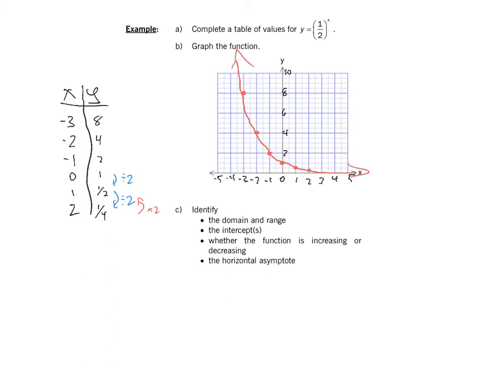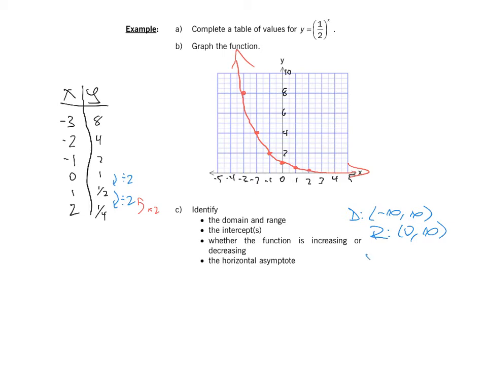There we go. We get something that looks like that. Make sure to include those arrowheads because the graph does keep going to the left and to the right. And that is reflected by the next step where we're going to go ahead and identify the domain, the range, and so on. So the domain is negative infinity to infinity. The range, 0 to infinity, round brackets on both because 0 is not included.